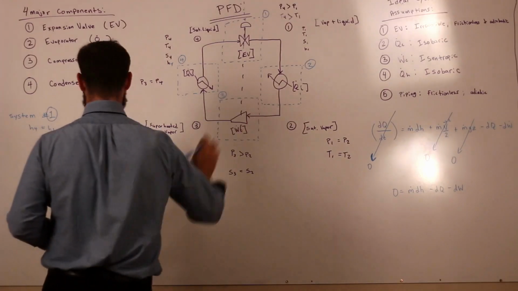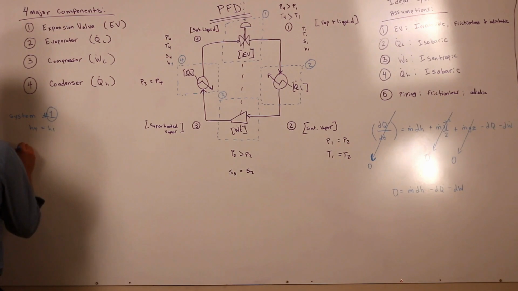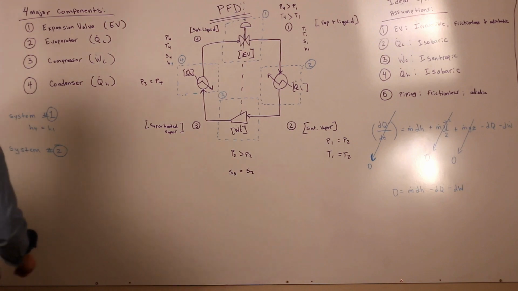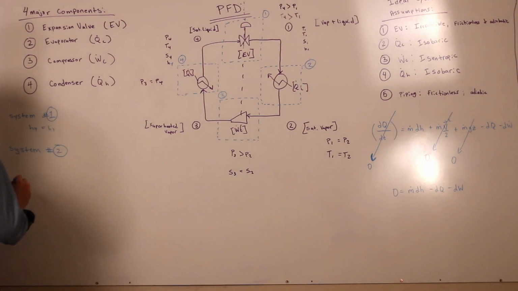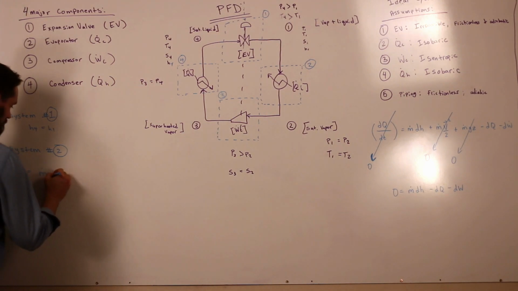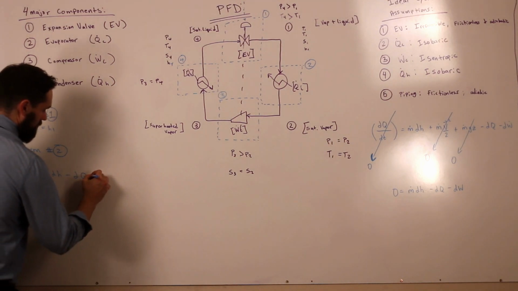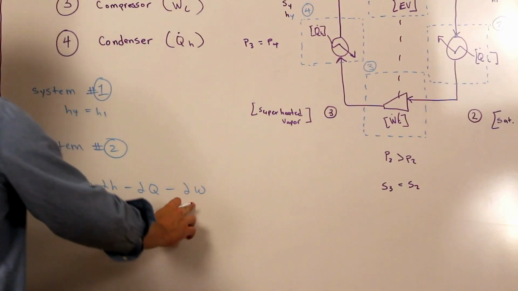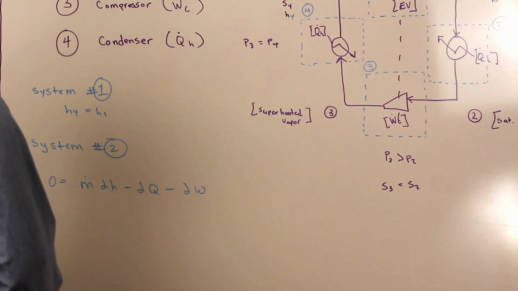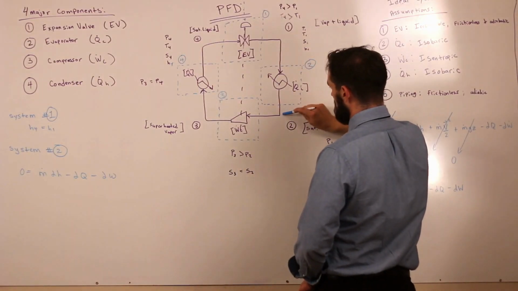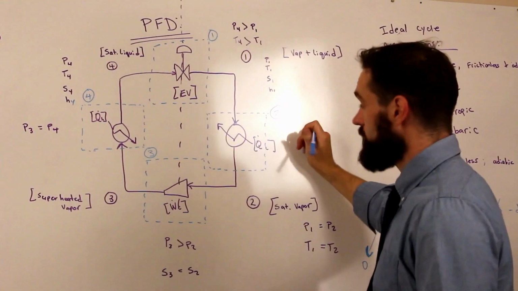Now let's look at system 2. Again, we can start with our energy balance that we reduced down over there, that 0 equals M times the change in enthalpy, minus the change in heat transferred, minus the change in work done to or by the system. So if we come over here and look at what's happening, we have mass coming into the system, mass coming out. We know that it's the same because we assumed a closed system.